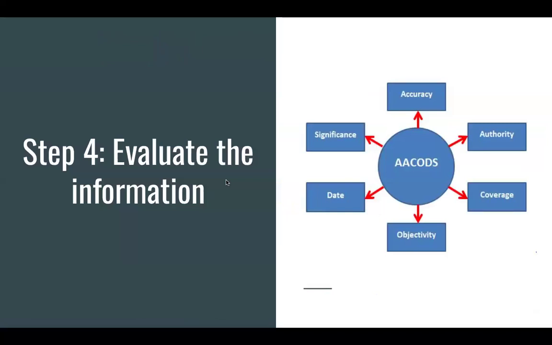Once you locate the information from step three, step four is all about evaluating if that information is actually credible and created equally. Something that a lot of classes here at UNC use is the AACODS acronym, which stands for accuracy, authority, coverage, objectivity, date, and significance. Accuracy is whether the information you found is actually correct and free from errors. Authority is: who is the author? Is the author actually credible?